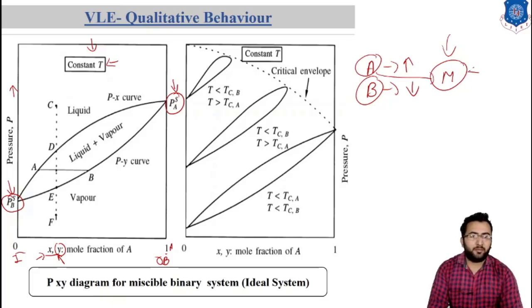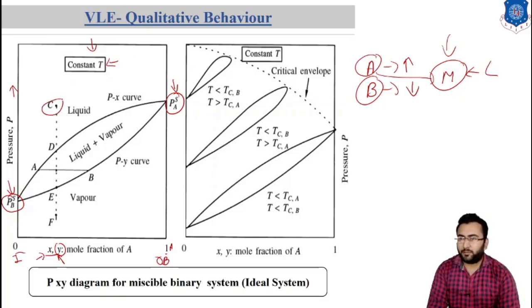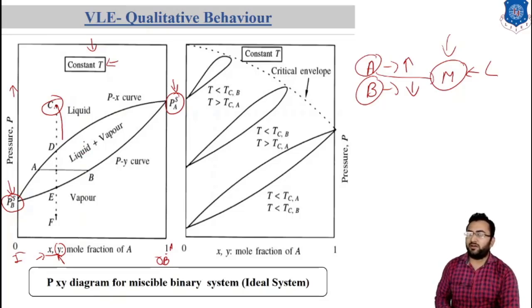At higher pressure, this solution is in the liquid phase. Let's suppose this is the liquid phase at higher pressure at this point C. Then if we reduce the pressure, what happens? The solution starts to boil. When the first bubble is created, that point is known as the bubble point pressure for that particular solution.